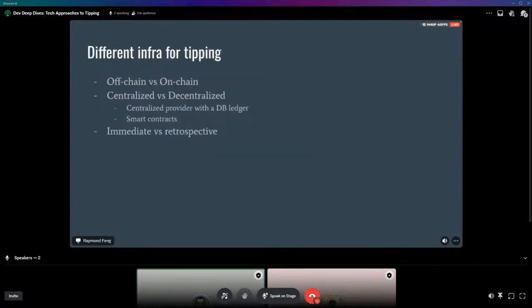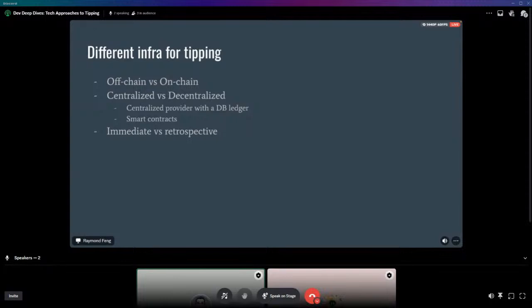Another angle to look at tipping is that we have different infrastructure and different mechanism design for tipping. The first one is you have to decide if the tipping is going to happen off-chain versus on-chain. Off-chain means you don't use a blockchain to coordinate the money transfer. So you basically say, okay, I'm going to do that from inside a social platform, and I rely on somebody to take care of that transfer for me.